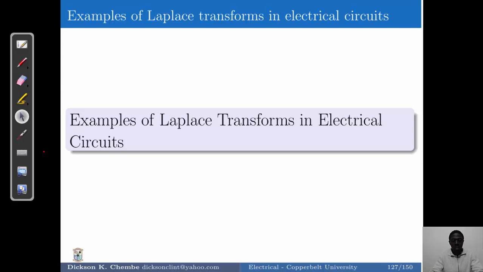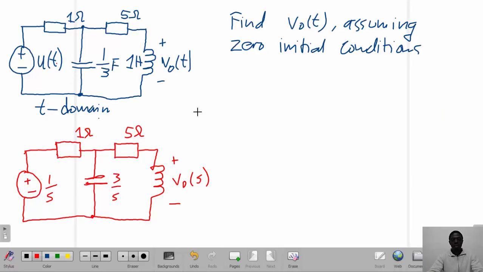So now we look at example 1, and in this example the question has been asked to find V naught at t assuming zero initial conditions. So what you have here is the voltage source, which is u(t), a unit value. We've got 1 ohm, 5 ohm, 1/3 farads, an inductor of 1 Henry, and there's a voltage across that inductor, which is V naught, which we've been asked to find using the Laplace transform.